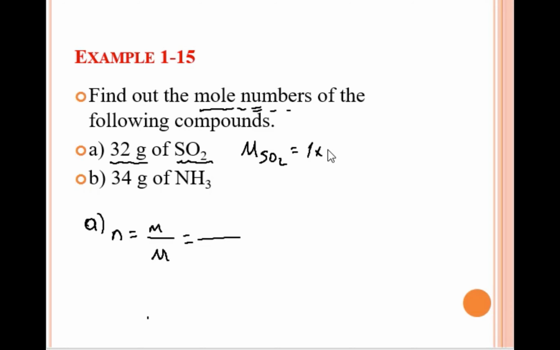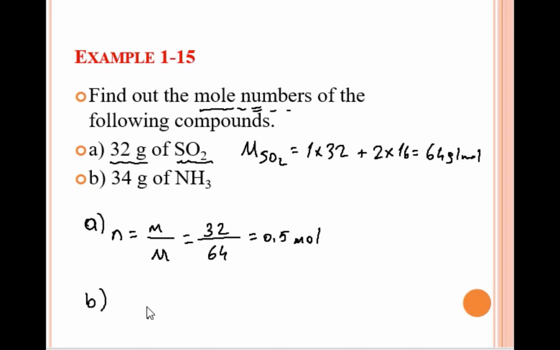1 sulfur plus 2 oxygen is equal to 64 gram per mole. The molar mass of sulfur dioxide is 64 gram per mole. And we know the mass is given in the question, and we know the molar mass now. From here, the mole of the sulfur dioxide is 0.5.